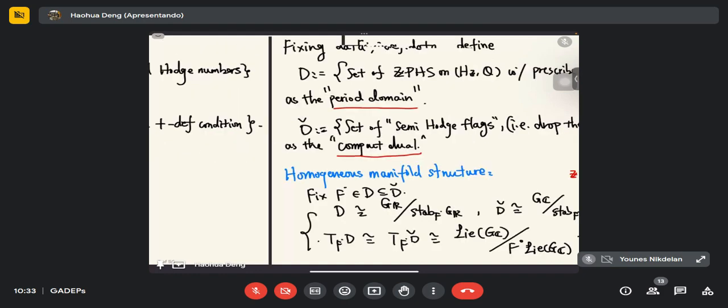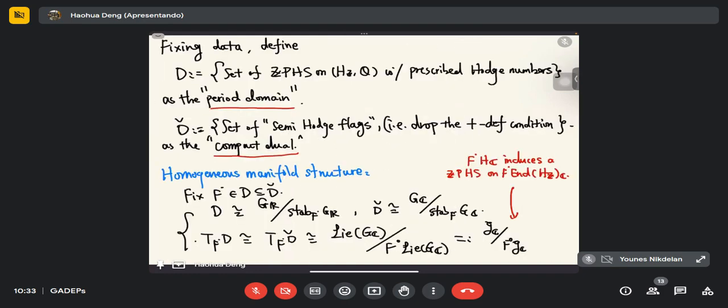Both of them, and their tangent spaces, can be realized as real or complex homogeneous manifolds with the action of their real or complex automorphism group, G_R or G_C. The tangent space can be identified as the quotient of this Lie algebra, where the quotient by F^0 g_C on the Lie algebra is given by the induced Hodge flag on the endomorphism group.